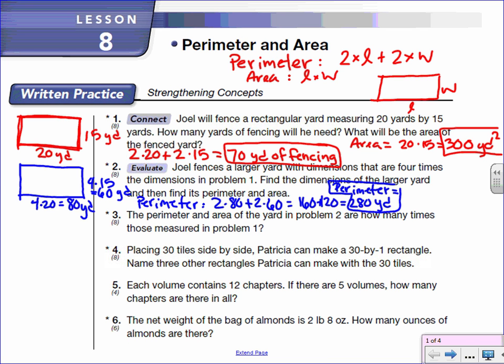And then we also want to know the area, where we take the length times the width. So 80 times 60. Well, 8 times 6 is 48. And then we have 2 zeros. And the units are yards squared.